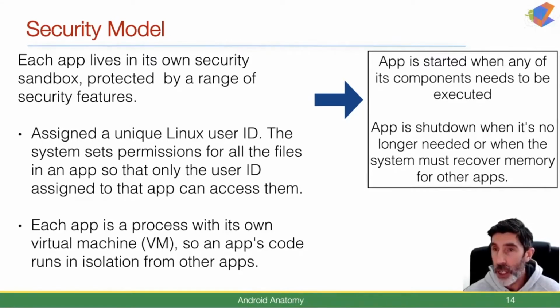Just a final point there: the app is started when any of its components need to be executed, and the app is shut down when it's no longer needed, or when the system must recover memory for other apps. Now, there's a very important point here. Because each app has its own process and runs with its own virtual machine, when it's shut down, that is destroyed, and so the process is destroyed. So if and when the user launches your app again, for argument's sake, maybe your app was paused while the user was taking a call, and then the user returned to your app, and we'll talk about that in the life cycle in a minute.